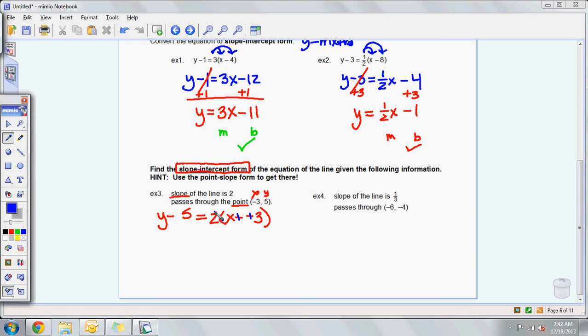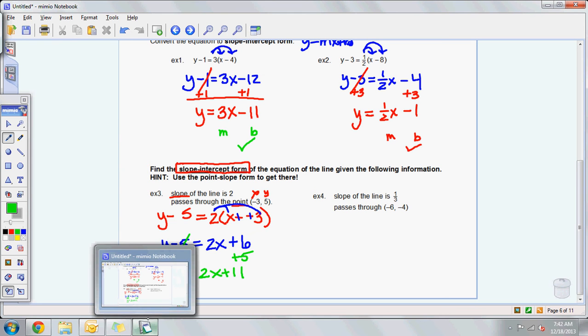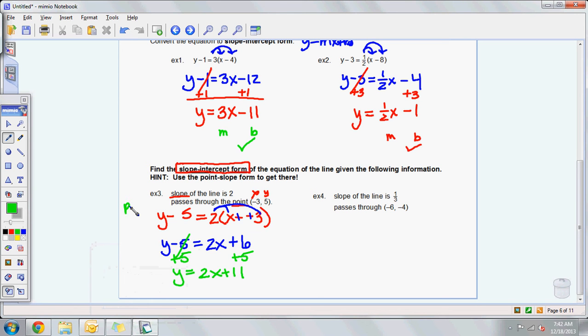So first you're going to distribute this 2 to everything in the parentheses. So we're left with y minus 5 equals 2 times x is 2x. 2 times a positive 3 would be positive 6. Okay, almost there. One more step. I'm going to do the opposite on both sides, so plus 5. So we're left with y equals 2x plus 11. All right, not too bad. You just have to go from point slope to slope intercept. PS to SI.